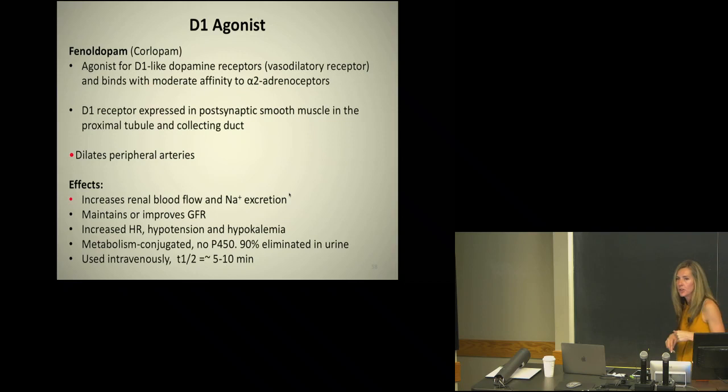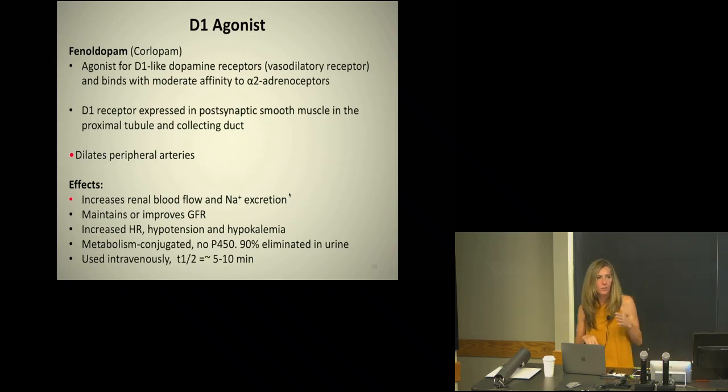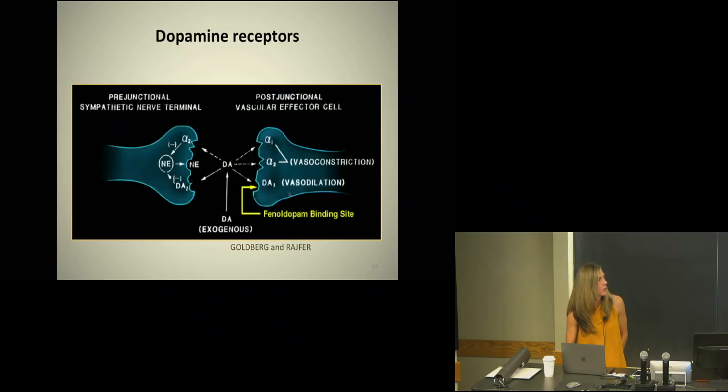So what makes this drug not a primary drug for treatment of hypertension is its half-life. It has a half-life of 5 to 10 minutes. So when you have a half-life that short, how do you have to give the drug? Intravenously. Okay, so it's for hospital use only. Again, for one of those urgent situations.